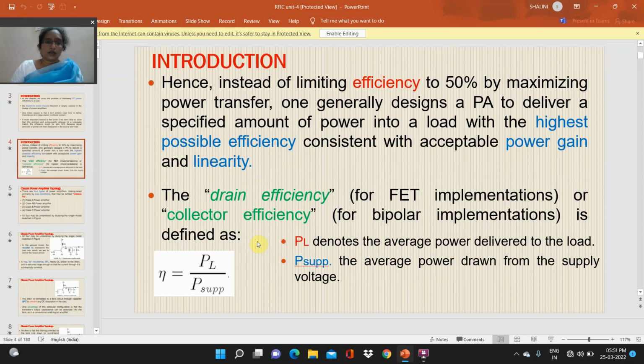Hence, instead of limiting efficiency to 50% by maximizing power transfer, one generally designs a PA to deliver a specified amount of power into a load with the highest possible efficiency consistent with acceptable power gain and linearity. The drain efficiency or collector efficiency is defined as the ratio of PL, the average power delivered to the load, to P_SUP, the average power drawn from the supply voltage.